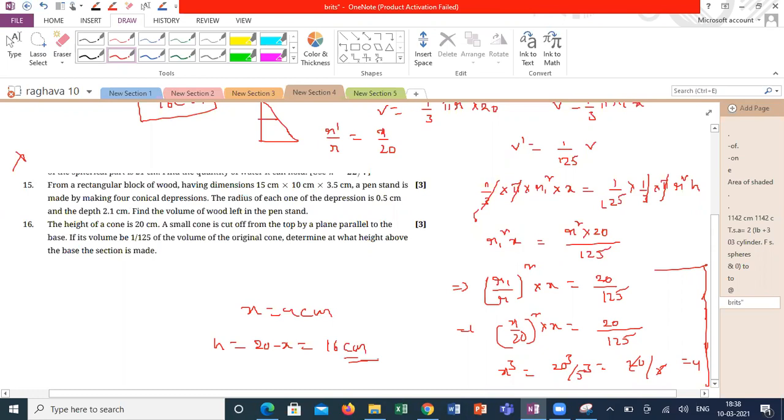Anyone got a different answer or the same answer or any method? Please share your different methods related to this question. Please, I need your contributions if you have any alternate methods. You can use similar triangles or trigonometry, tan theta, semi-vertex angle. Anything.